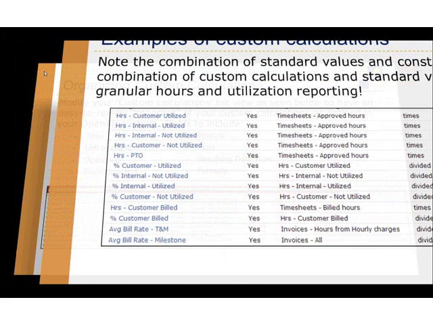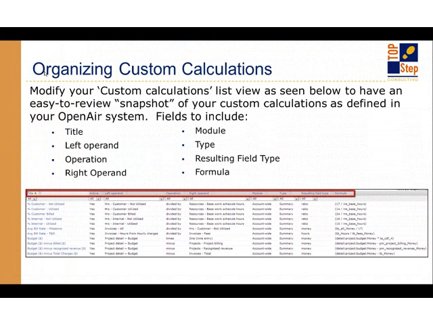A few tips on organizing these. I can see everybody flipping over and starting to create a lot of custom calculations. I imagine that it's easy to define uses for these. So we usually want to create some kind of a naming convention, which we'll come to in a minute. I like to modify the list view in the system for my custom calculations so that I can see all the fields I want to on one form.